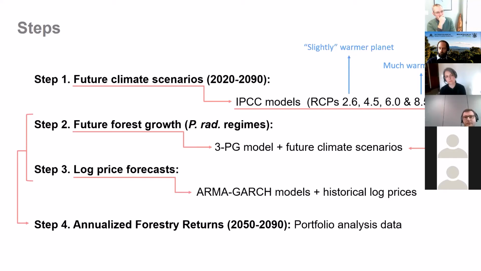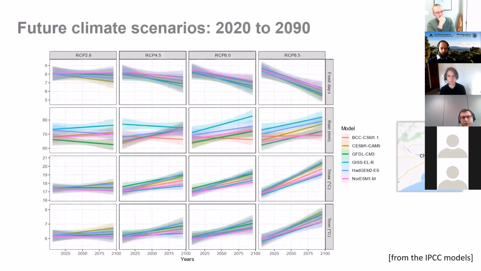So let me show you how our future climate scenarios look. To begin with, these are the scenarios for our study region, which is located, where's my map? Just north of Christchurch in a place called Ashley Forest. Here we have the results for the different RCPs, and these are the climate variables that we simulated from the climate models that are used as input in 3PG.